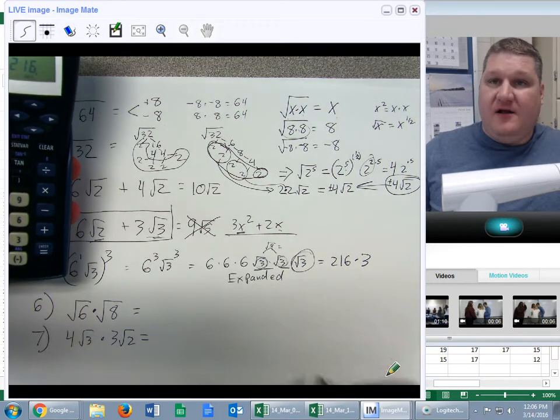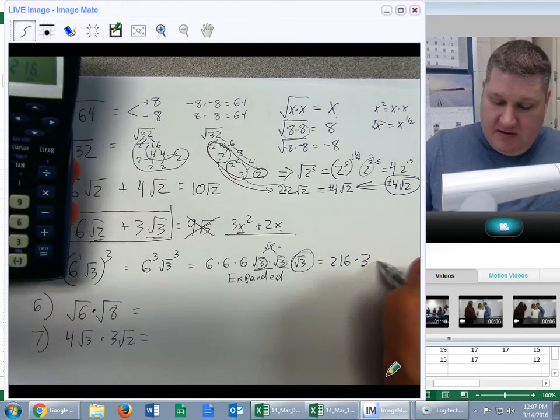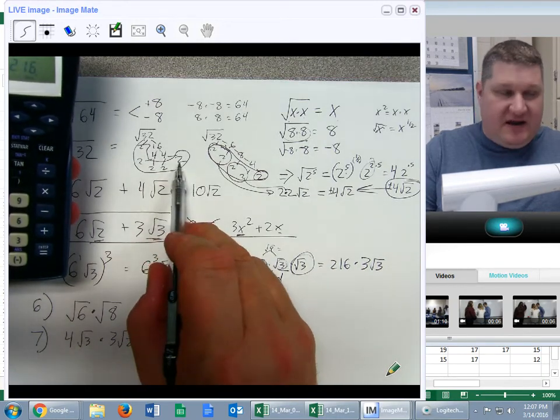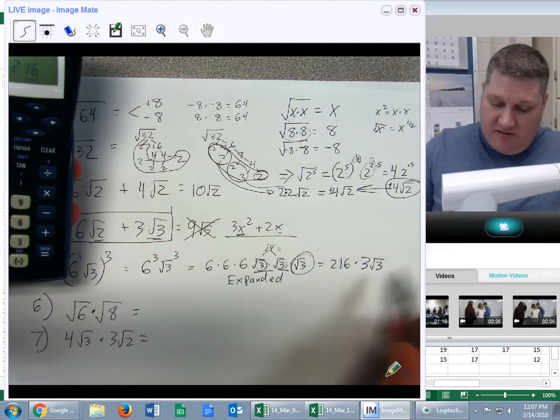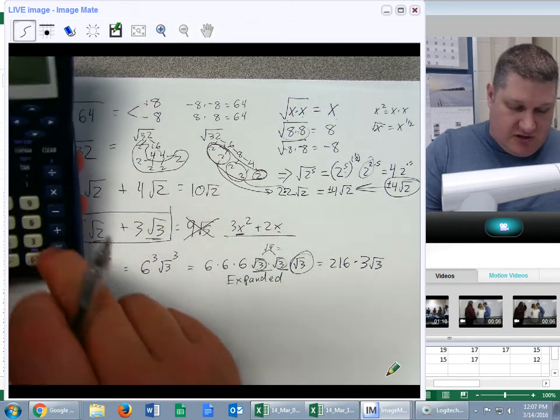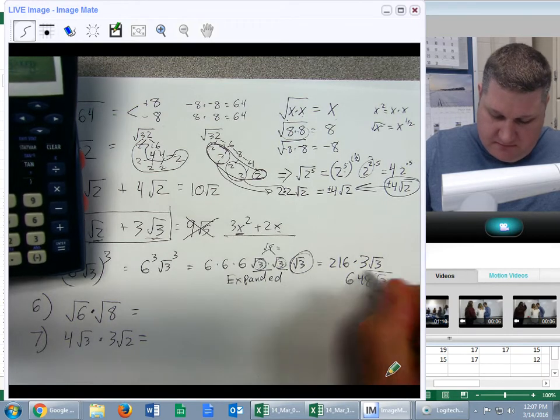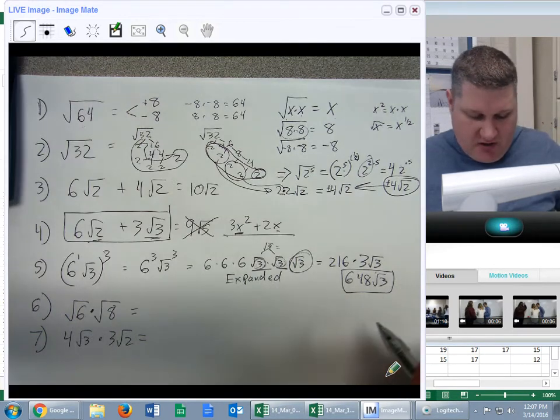What about this feller? He's still left over, isn't he? Just like up here, we had that extra root 2. Here we go. So 216 times 3. 648 root 3. So there you go.